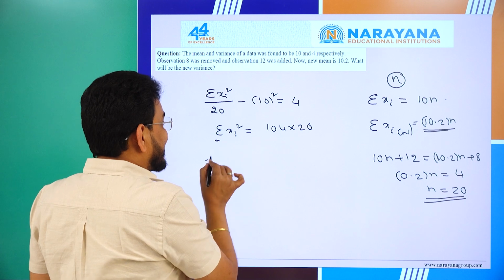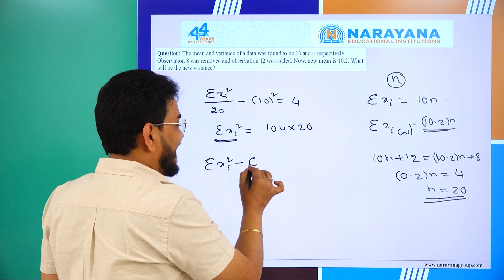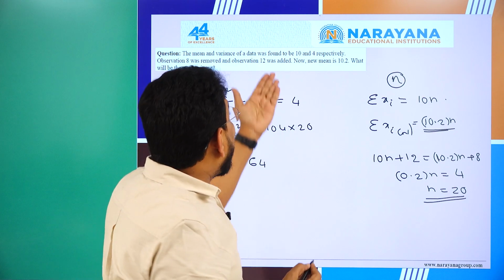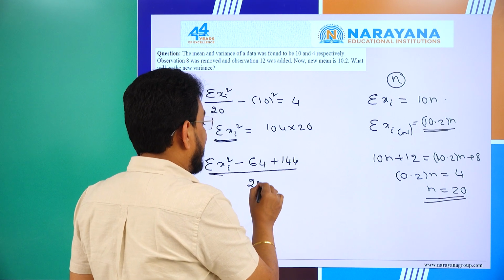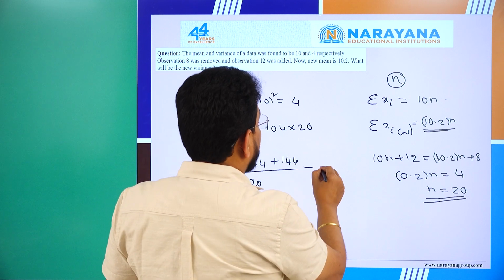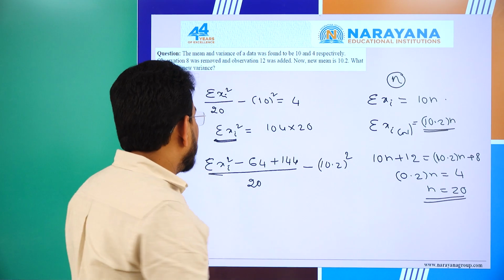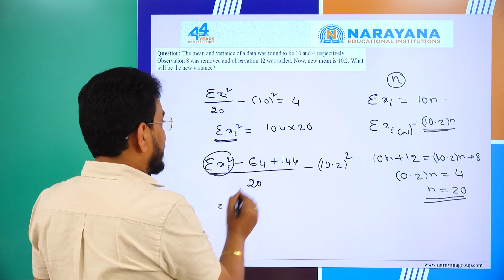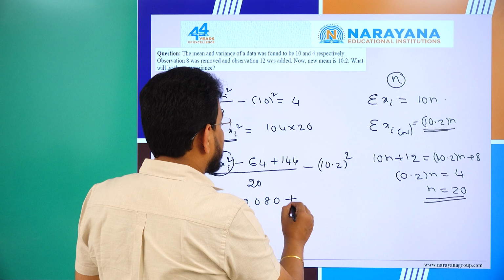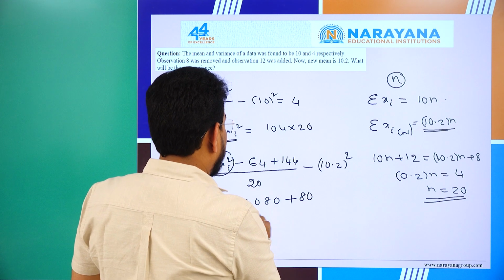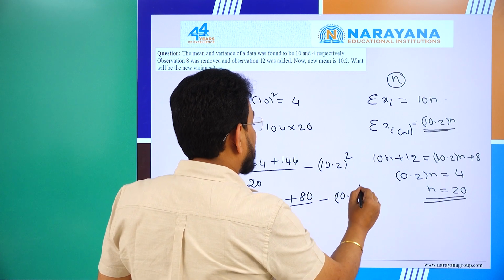New variance is sigma xi square, but what happened? I removed 8, so eliminate 64, added 12, add 144 by 20 minus 10.2 whole square. This is what is needed. So what is this value? Is equal to 2080 plus this value will be 80 by 20 minus 10.2 whole square.